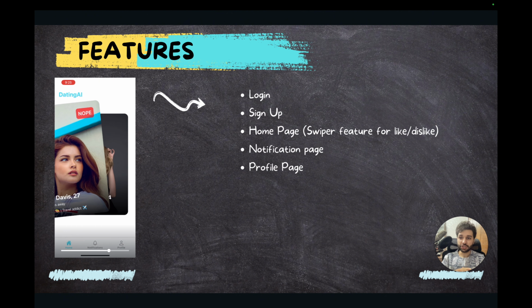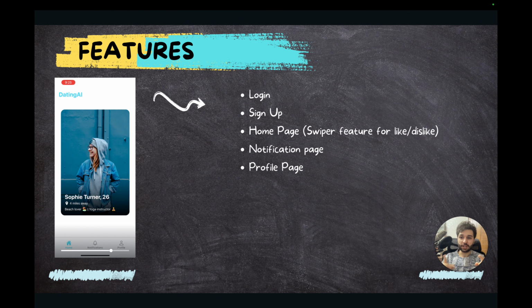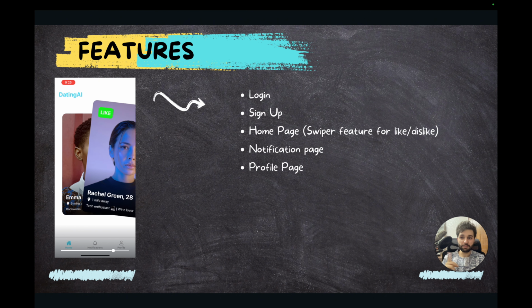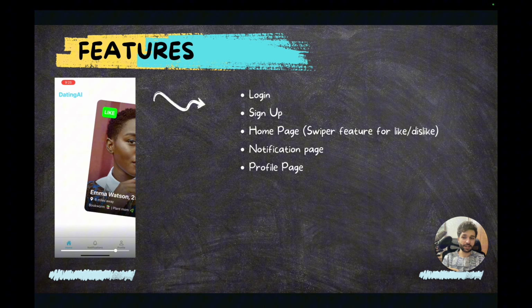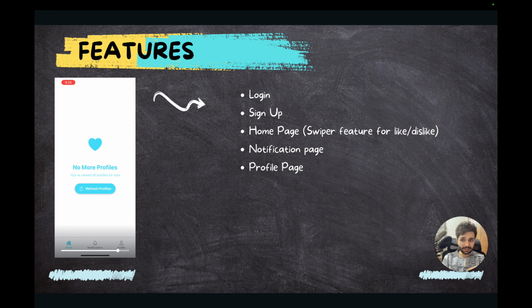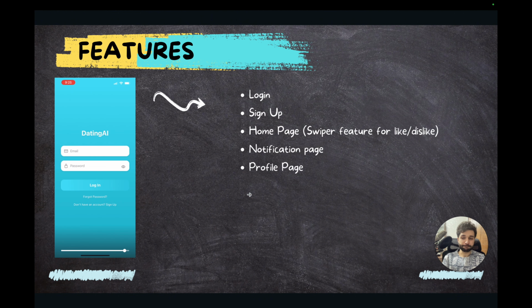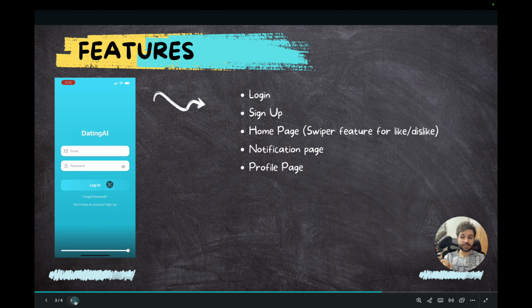In the home page, we have a swiper like this. We can swipe people left and right to like and dislike them. And after the people around us finish, we can see this beautiful landing for when we don't have any people near us. Okay. These are the functionalities that we will handle.